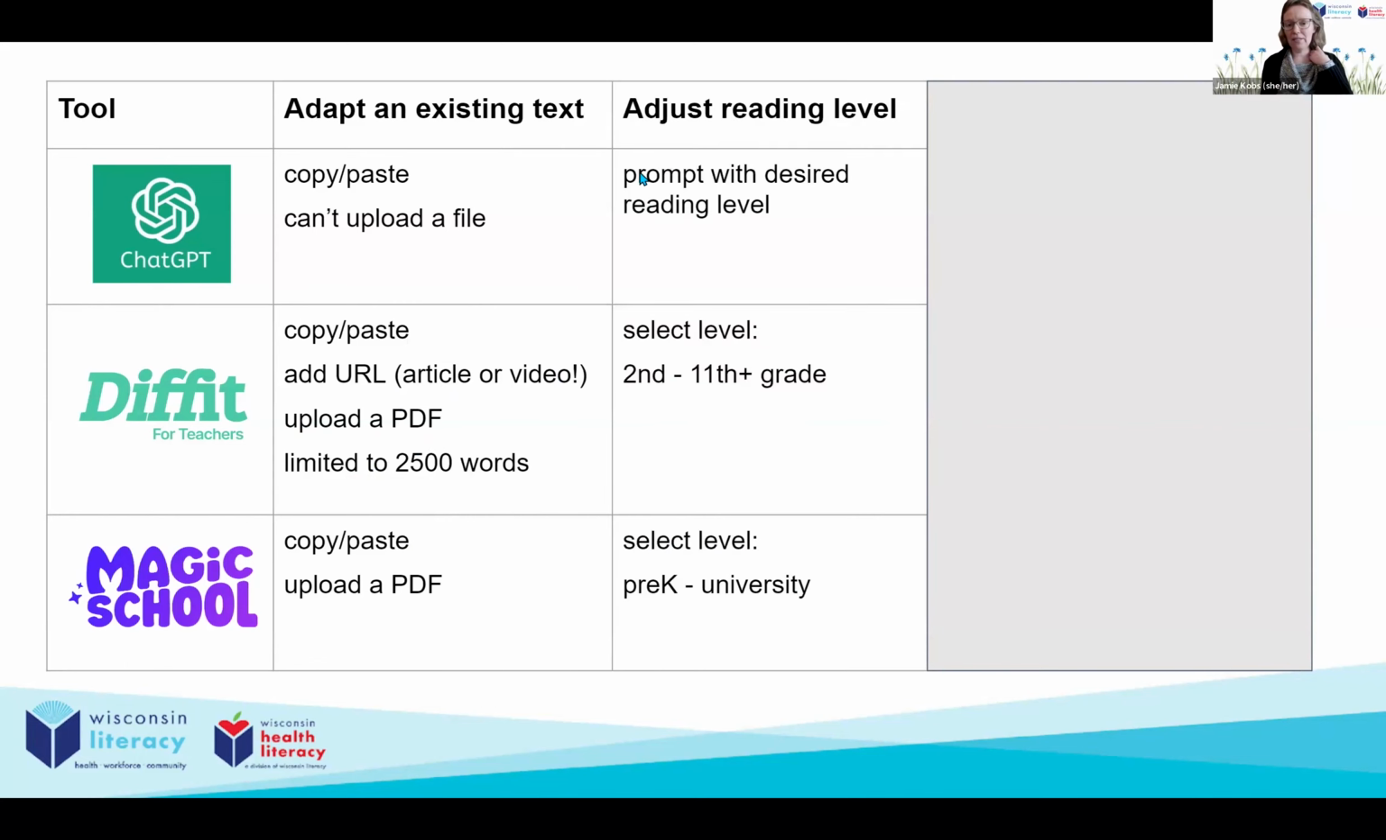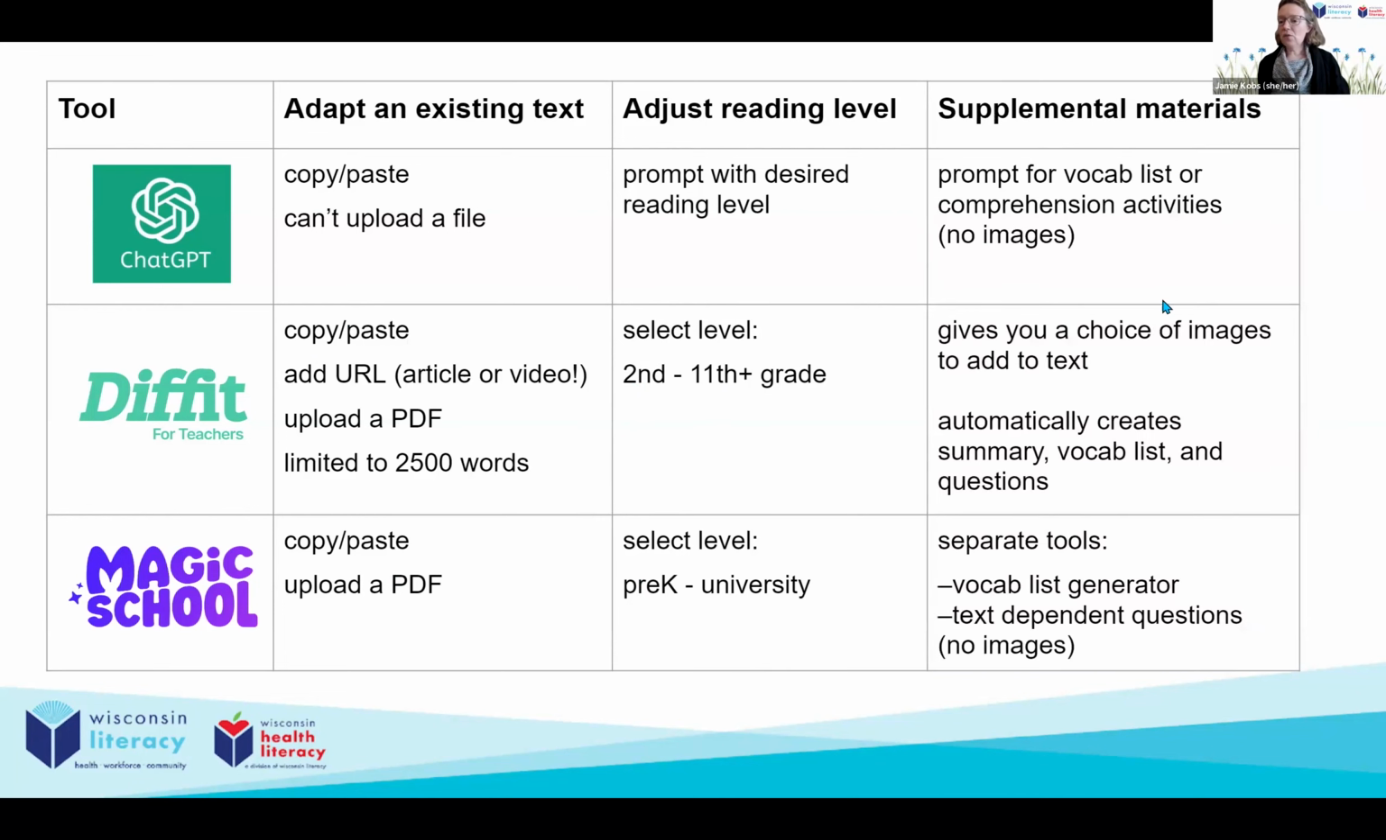The next feature I'll compare is the reading level. So what do they offer in terms of adjusting that reading level? With ChatGPT, it's sort of very open-ended. You can prompt ChatGPT to create a text for you or to adapt a text with the desired reading level of your choice. With both Diffit and Magic School, because they are created for educators, you get very specific drop-down menu selections for the reading level. So Diffit's going to offer anywhere between 2nd to 11th grade and higher, but 2nd is the lowest it goes. Magic School uses the language pre-K through university levels, and each of those would be grade levels then.